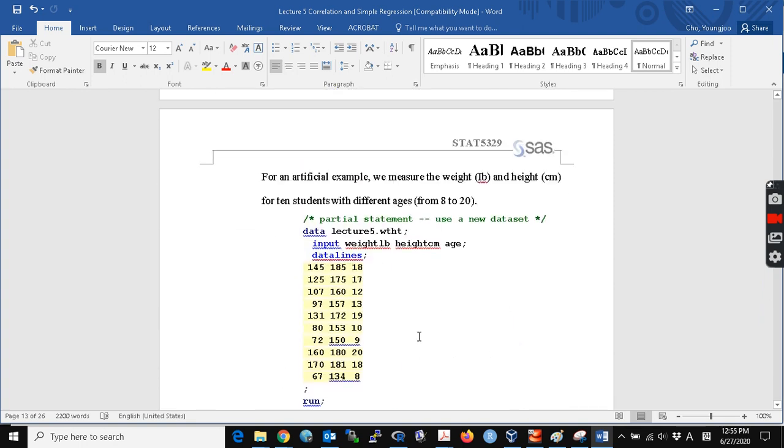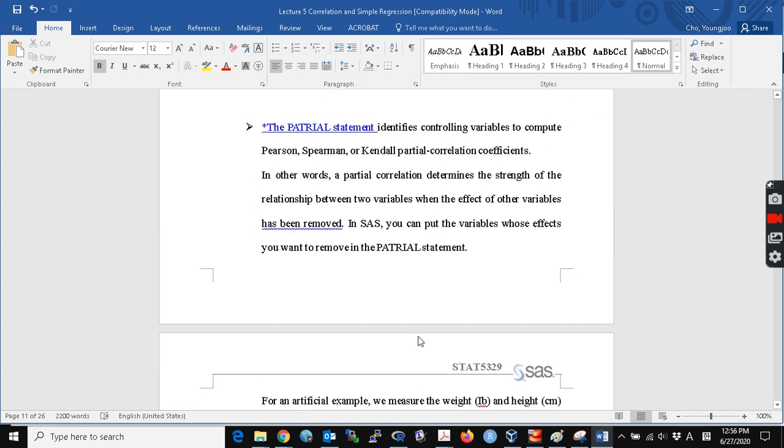Here is another data set for the partial statement. We have a partial statement to control variables when computing these correlation coefficients. The partial correlation, by definition, measures the strength of the relationship between two variables when the effect of other variables has been removed.